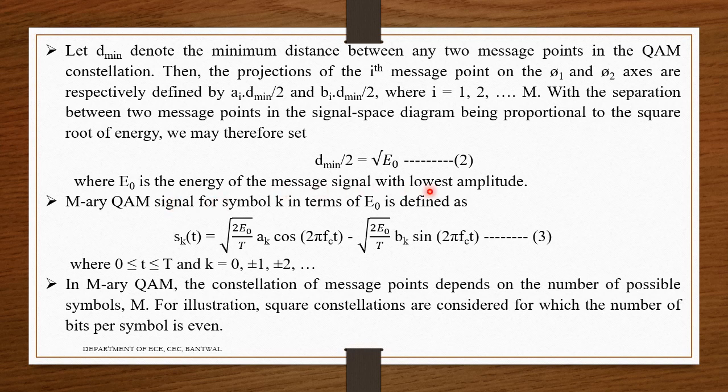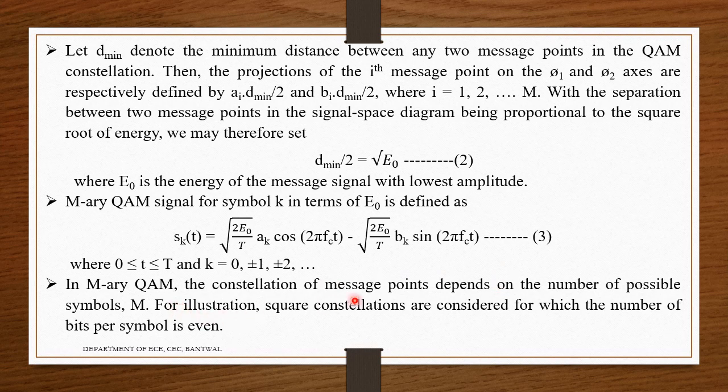Where E naught is the energy of the message with the lowest amplitude. Now, the M-ary QAM signal for symbol k in terms of E naught is defined as, because we have two different equations, S_k equals square root of 2 E naught by T times a_k cos 2 pi f_c t minus square root of 2 E naught by T times b_k sin 2 pi f_c t. One is the in-phase, another is the quadrature phase. And remember, one will be the vertical, one will be the horizontal. Where t lies between 0 and capital T, and k equals plus or minus 1 or plus or minus 2. As I represented, this graph is the same as this equation.